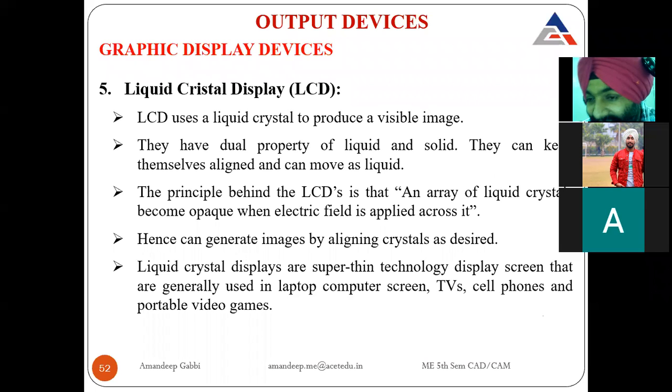Initially, just like sugar crystals, they are clear crystals. But once you apply an electric field around them, they become opaque. That means you cannot see what is beyond them once the electric field is applied, and they start glowing, align themselves, and produce light.